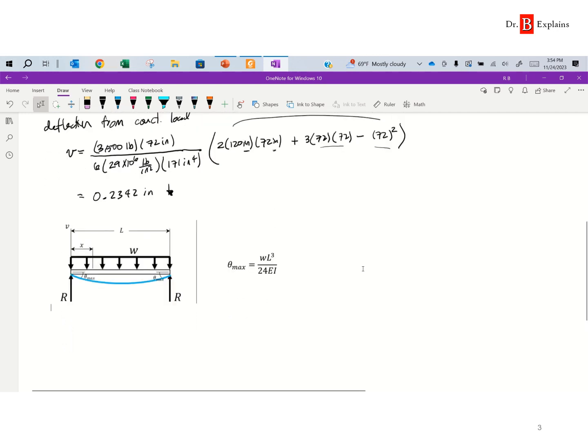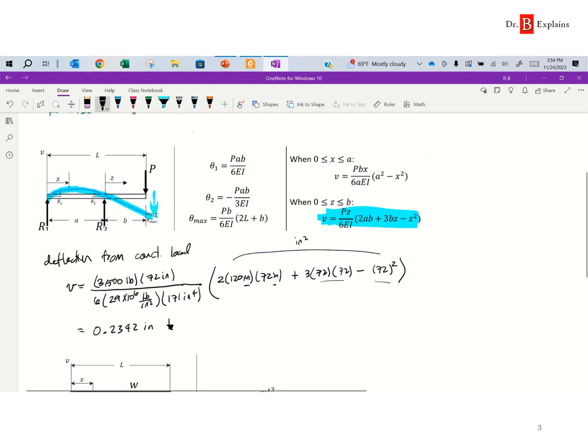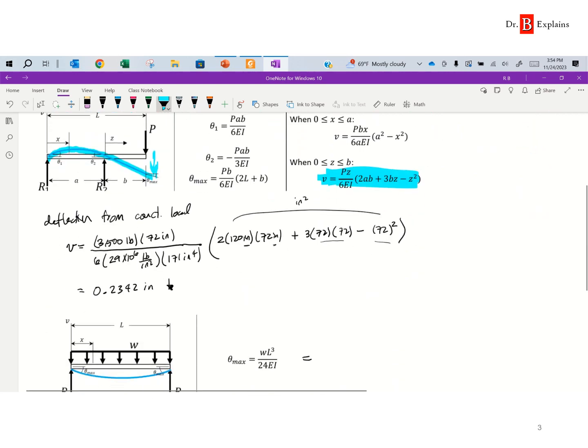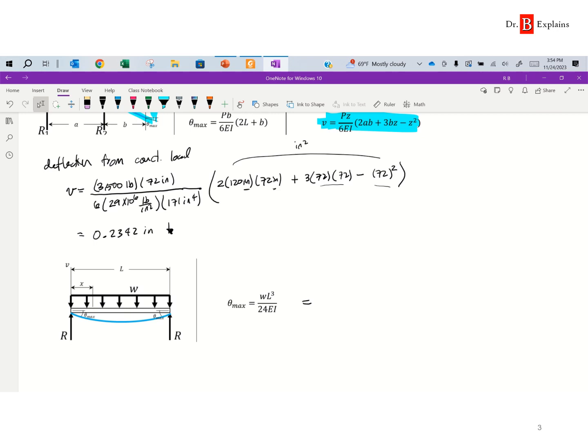And so let's solve for what theta is, right? So theta is distributed load times L cubed divided by 24 EI. So first, W is the magnitude of distributed load, which in our case is going to be 33.333 pound inches. Remember, we converted to pound inches. So 33.333 is in units of pounds per inch.